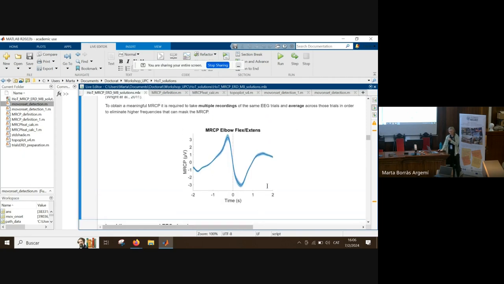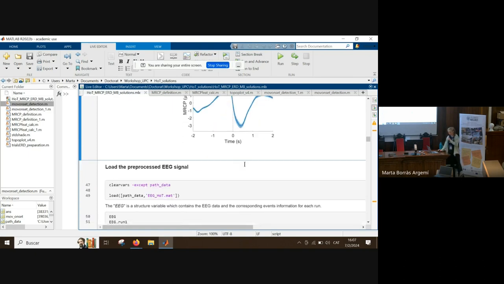To obtain a meaningful movement-related cortical potential, we need to average a significant number of trials. It is important to know how many trials we need, because, as you have seen before, recording a high number of trials is tedious for the subject, because he has to stay in front of the screen doing movements, and it costs. So it is important to know the minimum number of trials that we need to obtain a meaningful potential, okay? And this we will talk about later. So now I want you to run this section here, the second section.